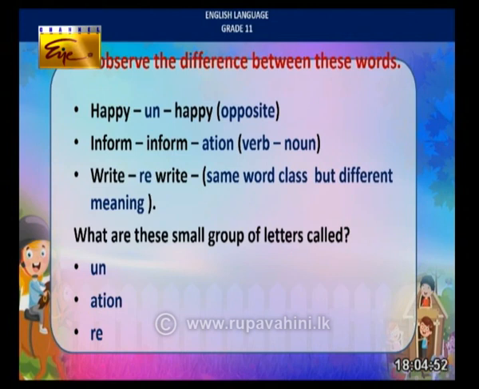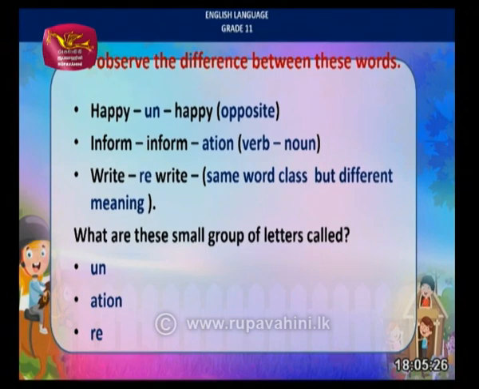Likewise, we have the second word, inform. And see what has happened to that? We have added ATION, another group of letters, at the end of the word inform, and that has totally changed the word inform into information. That means the verb form has been changed into a noun form. And the third one, write, rewrite. Write is a very common word, you know the meaning of the word, but the moment we add re in front of write, what happens? The meaning of the word write completely changes.